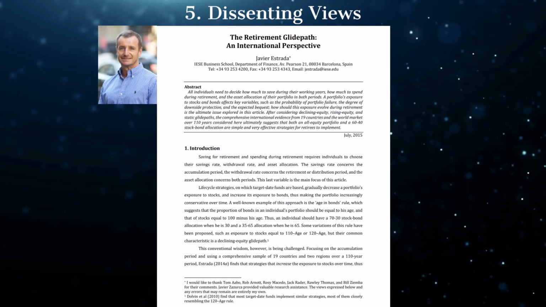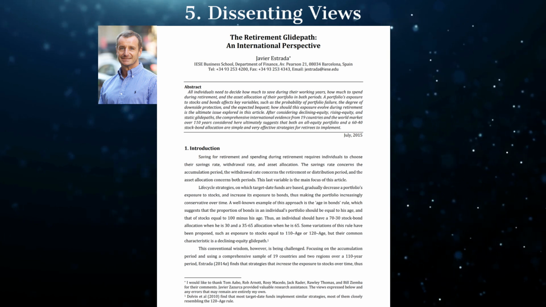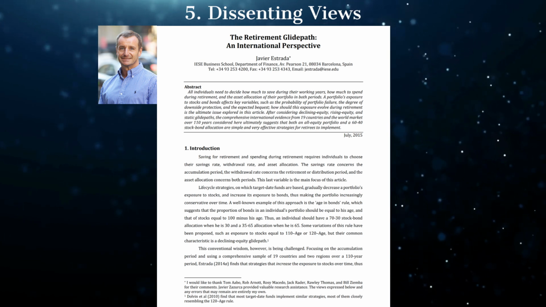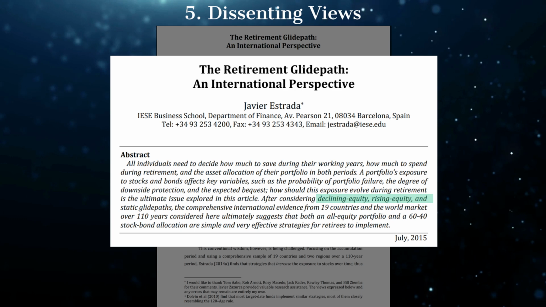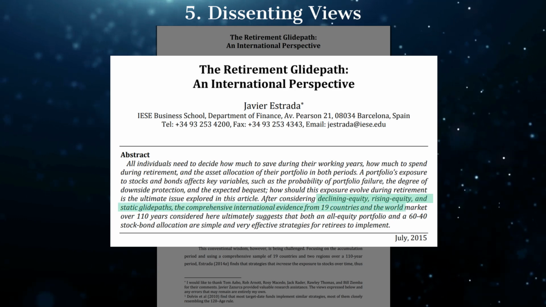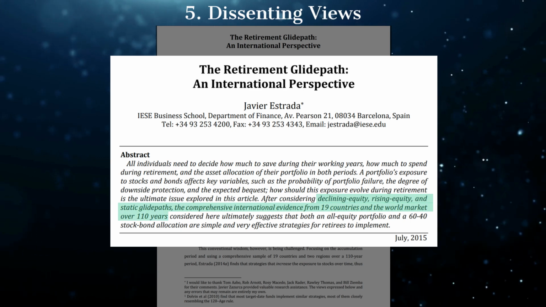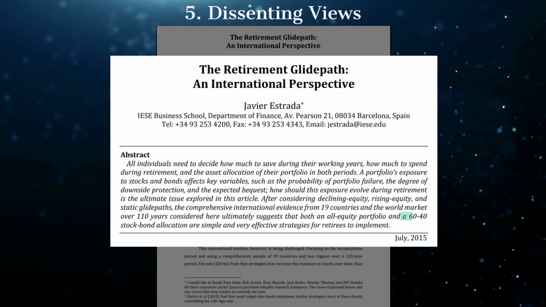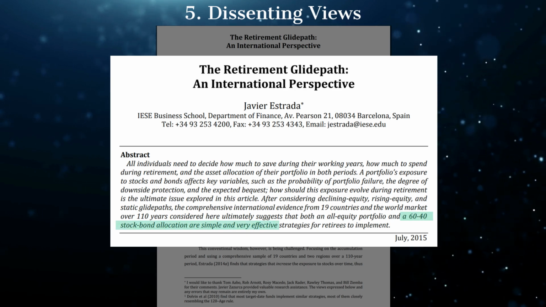Finally, there's a strong dissenting view from Javier Estrada. In his 2015 paper, The Retirement Glide Path: An International Perspective, Estrada analyzed declining equity, rising equity, and static glide paths using international data from 19 countries and the world market over 110 years. His conclusion? A simple 60-40 stock-bond allocation is not only straightforward but highly effective.